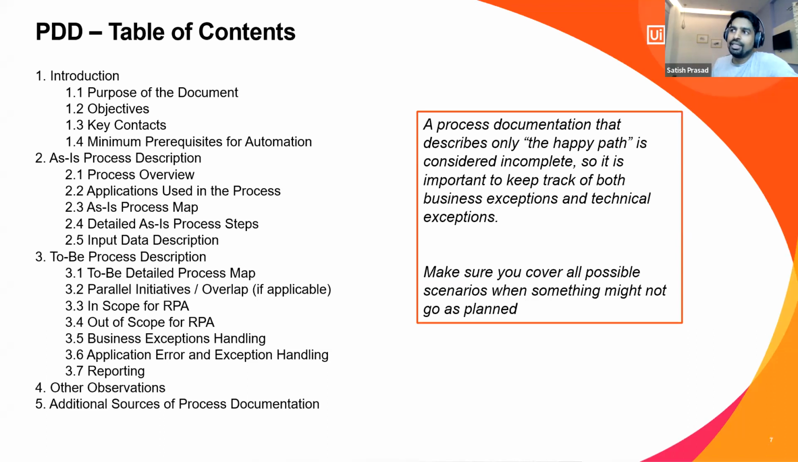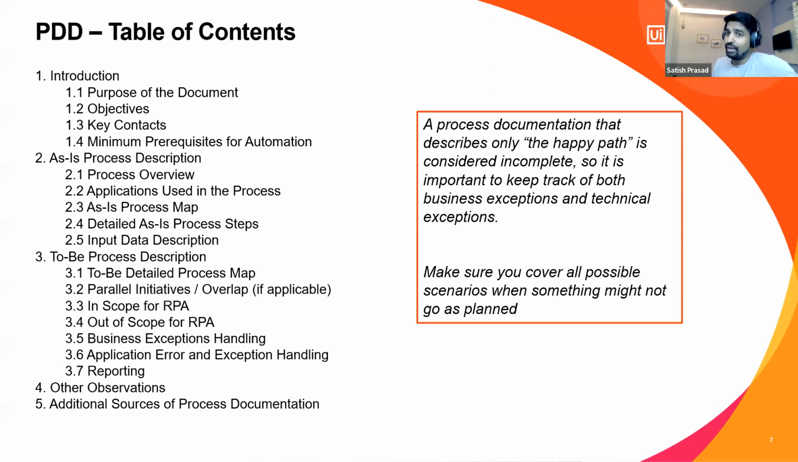So the content of the PDD is what is the purpose of the document, what is the objective of the automation that you are building, who will be the key contact persons for this particular bot, right? What will be the minimum prerequisites for this automation? Say, for example, for the invoicing process that I have captured in the previous example, I need access to the invoicing system. I need an Outlook application to be installed on the bot machine.